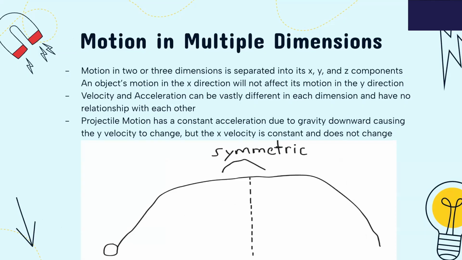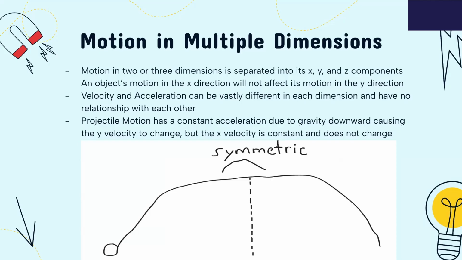Motion in 2 or 3 dimensions is separated into its x, y, and z components. Essentially the important thing you need to know is that an object's motion in the x direction will not affect its motion in the y direction, because velocity and acceleration can be vastly different in each dimension, and they'll have no relationship with each other if they're in different dimensions. So projectile motion is an example.